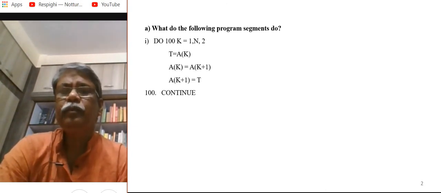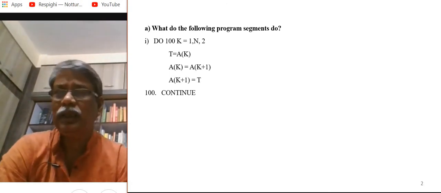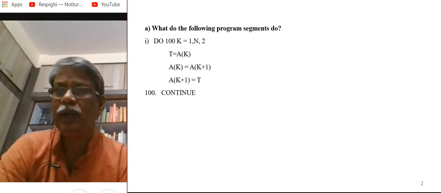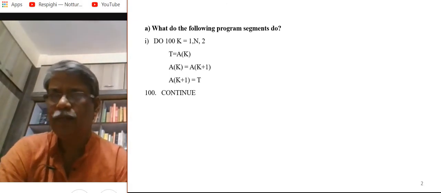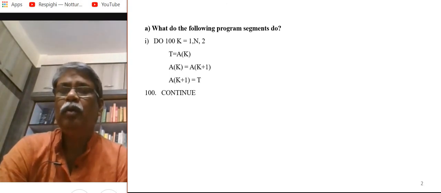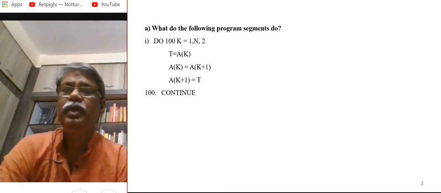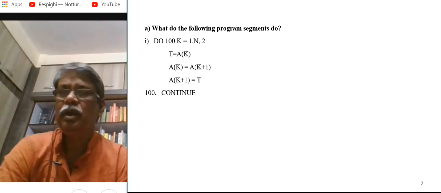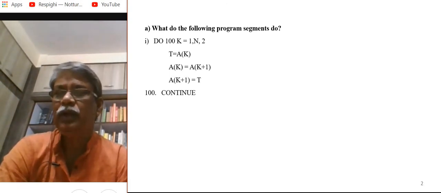Now t is ak. So ak is on the right side, that means it is predefined earlier in the program. This is only the segment, it's not the full program. So ak is already defined as an array. Now you are saying that t is ak. k is 1, the first one. So a1 is assigned to t.